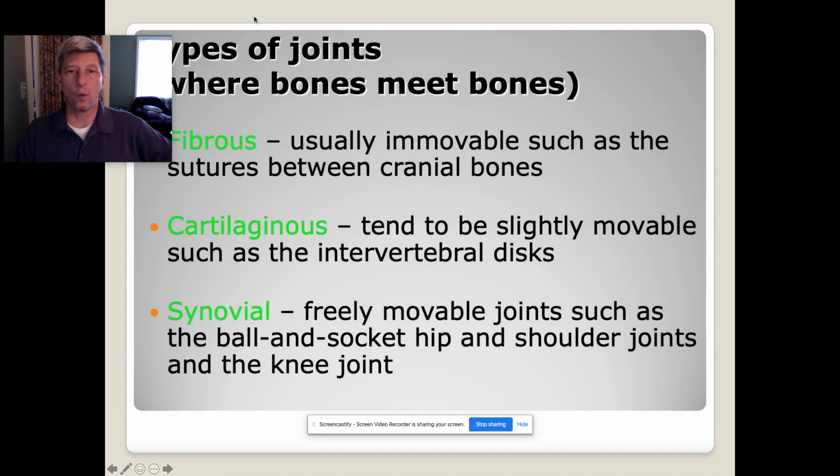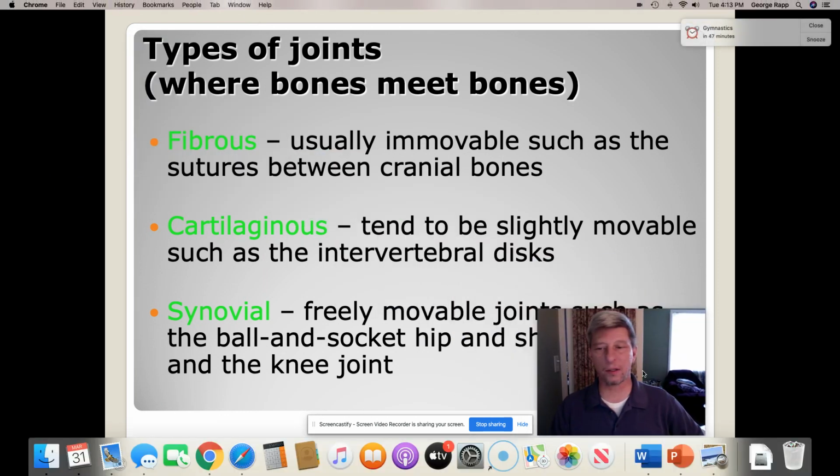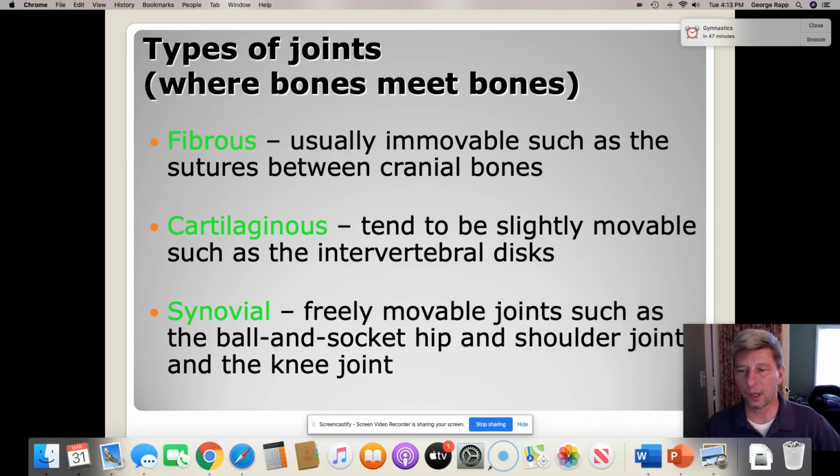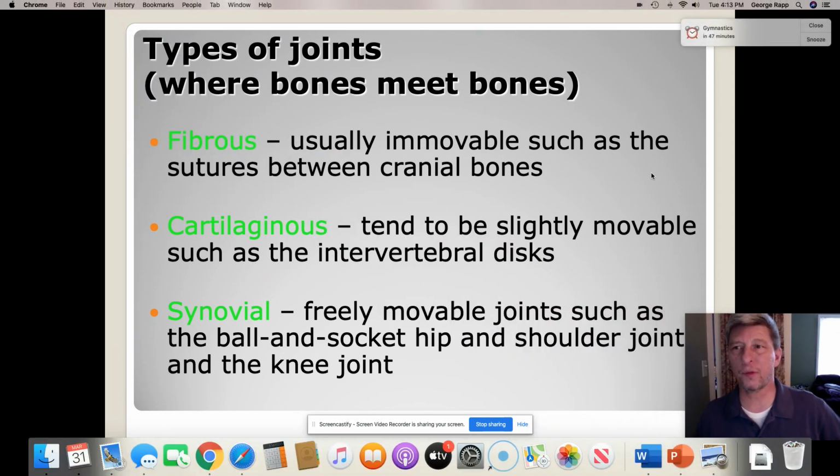Okay, so welcome to the Skeletal System C. We'll try to get through this as quickly as possible. We've talked about the axial and appendicular skeletons. Now we're going to talk about where two bones meet.